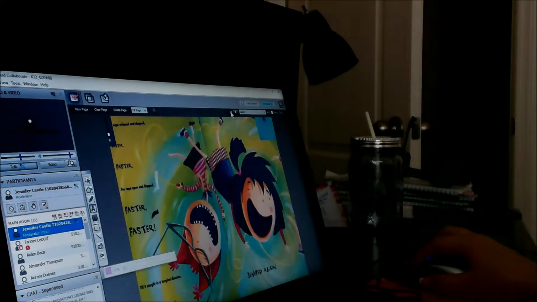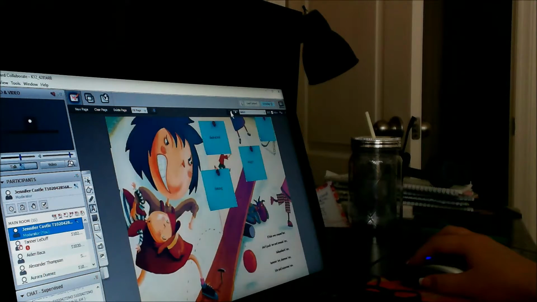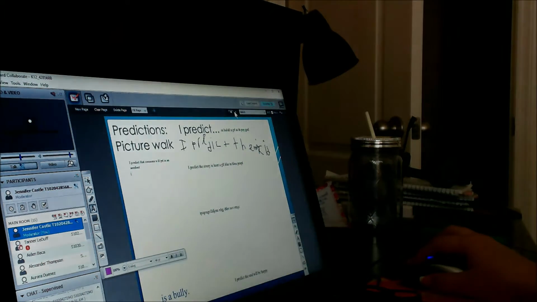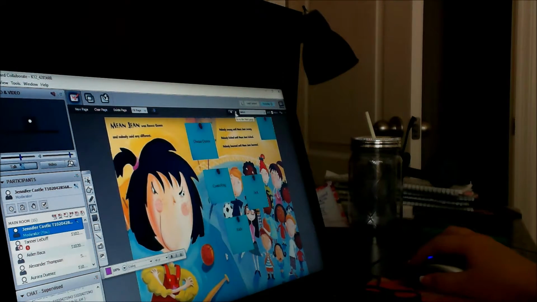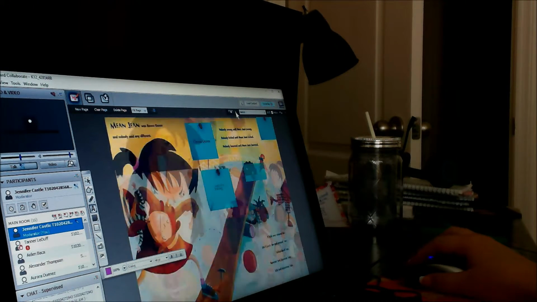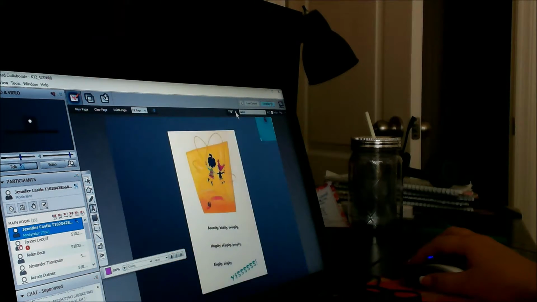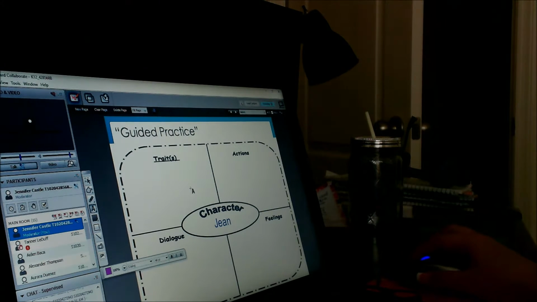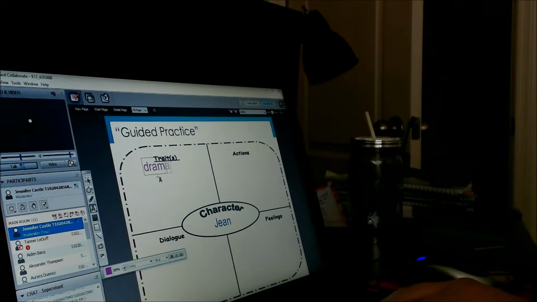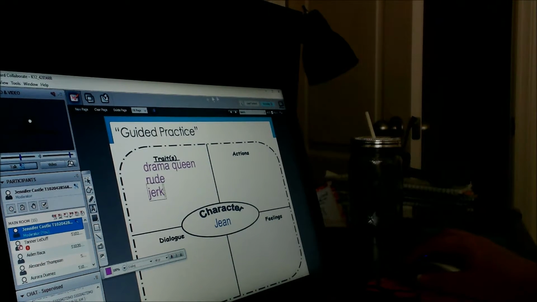So let's go back to the beginning. We're going to flip through. We're going to look at all our sticky notes that we marked. Okay, so our first page, we noticed she was a drama queen, controlling, a jerk, rude. And I said those words were okay to use because she was being very, very mean. So I'm definitely going to go back here, and I'm going to say that her traits were drama queen, rude, okay, so I got a couple of those.